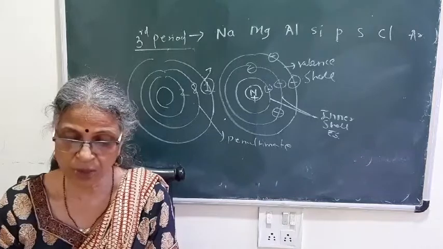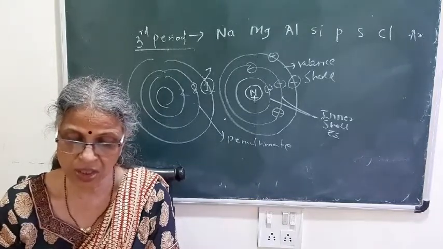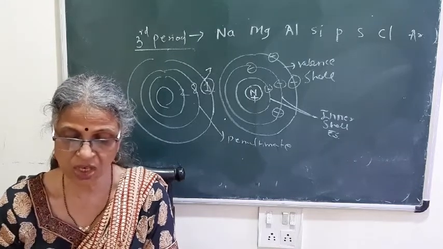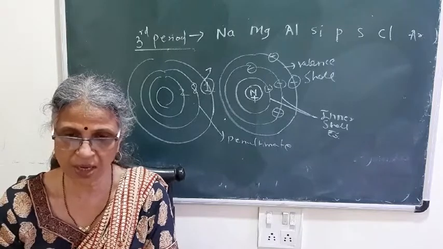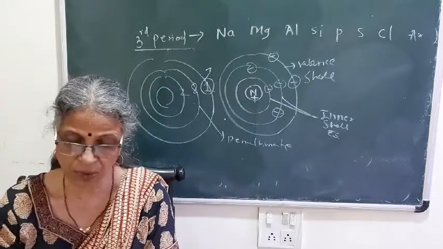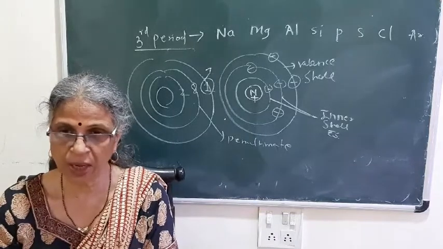Then I will come to the last question, the 8th one. Write the names from the description. The period with electrons in the shells K, L, M. So how many shells are there? 3 shells. The number of shells means the period number. So which period will it be? Period 3. Followed? The group of valency 0, that is group number 18.